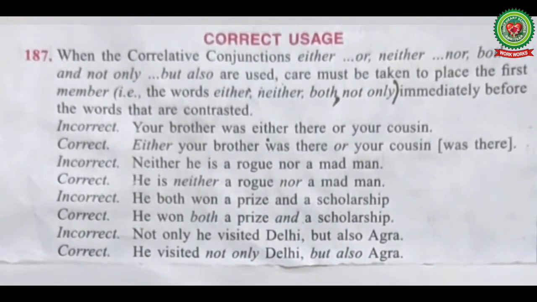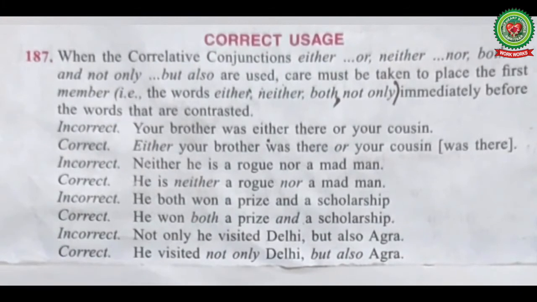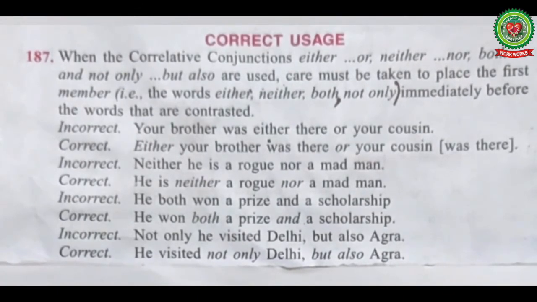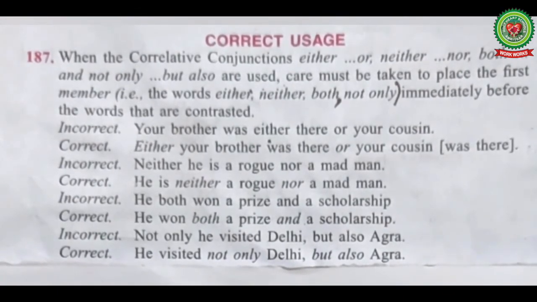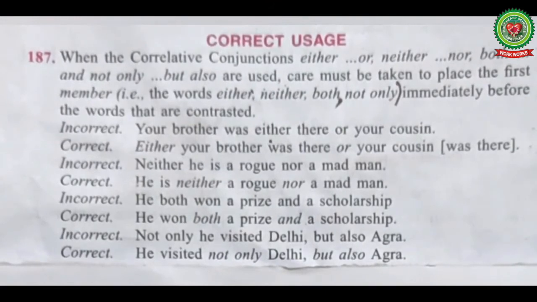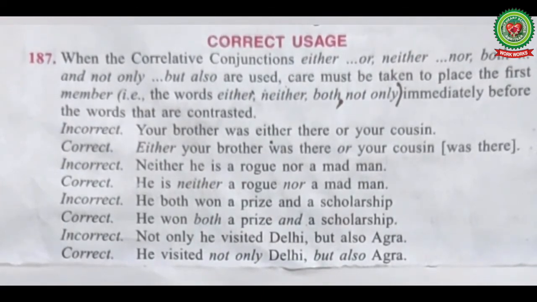For example, your brother was either there or your cousin. Children, in this statement, the words that are contrasted are your brother or your cousin. Either should be placed before your brother and or should be placed before your cousin. So the correct statement should be, either your brother was there or your cousin. We can also say, either your brother or your cousin was there.